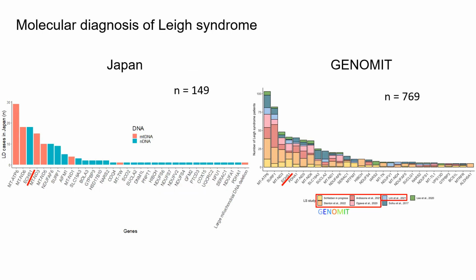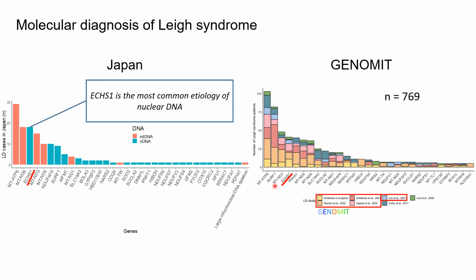This slide shows the molecular diagnosis of Leigh syndrome in genomic countries and Japan. Overall, ECHS1 is the common nuclear gene-related Leigh syndrome in genomic countries and Japan. So therefore, the natural history of ECHS1 is important for future clinical trials.